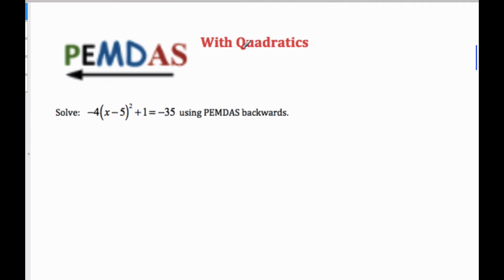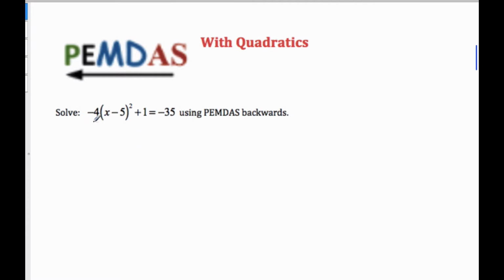Okay, everyone, so we are here. We are going to do a review of PEMDAS backwards as one of the premier methods of solving quadratics. So, you know it's a PEMDAS backwards scenario when you have in parentheses an x squared type scenario. And this is usually the most effective way.